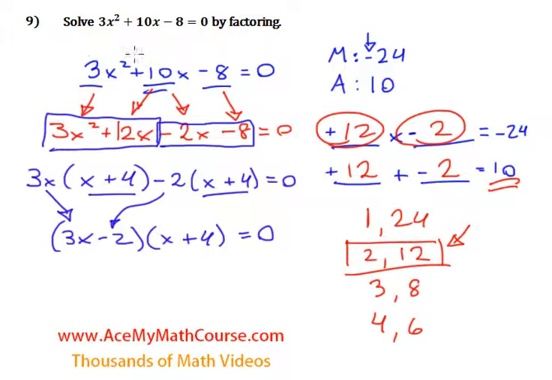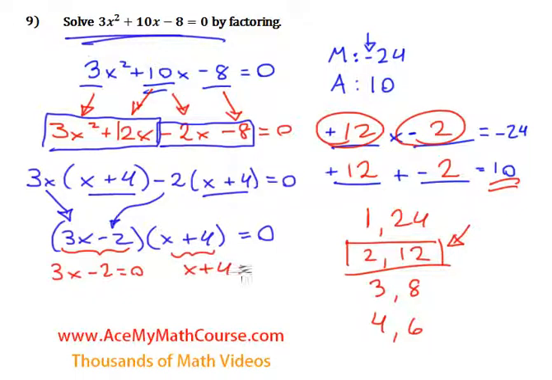But we're interested in solving for this equation. How do we do that? Well, we know that this needs to be equal to 0. Or this needs to be equal to 0. So let's solve for x. You can add 2 to both sides of the equation. 3x is equal to 2.